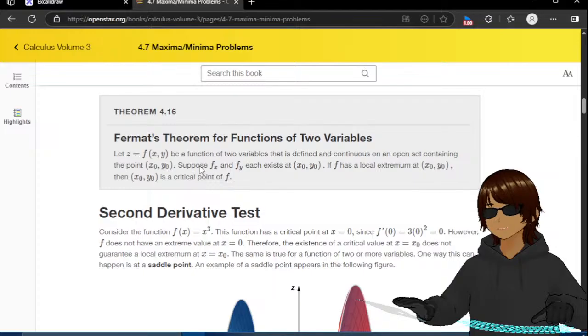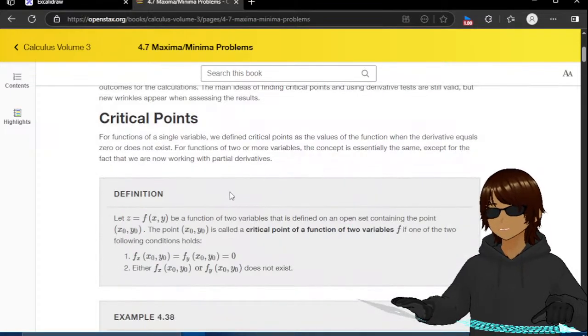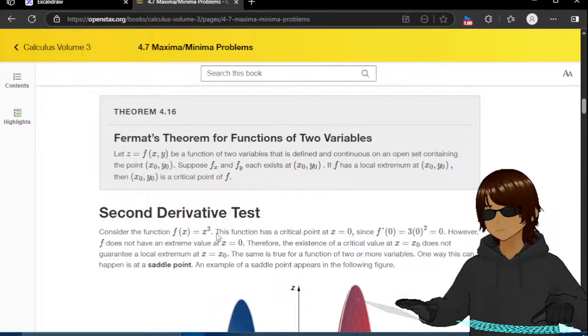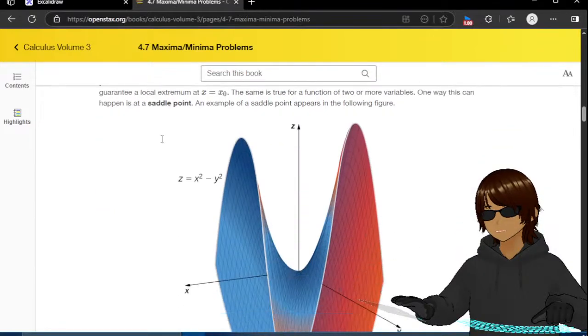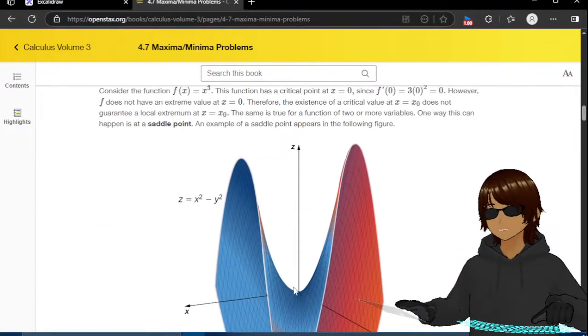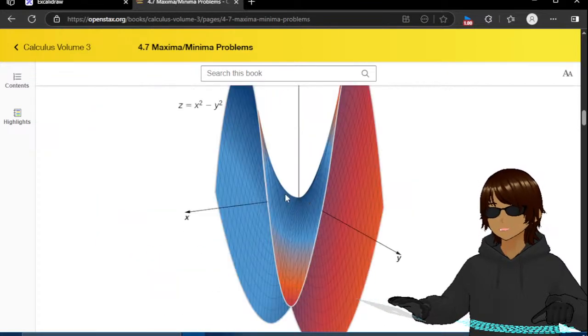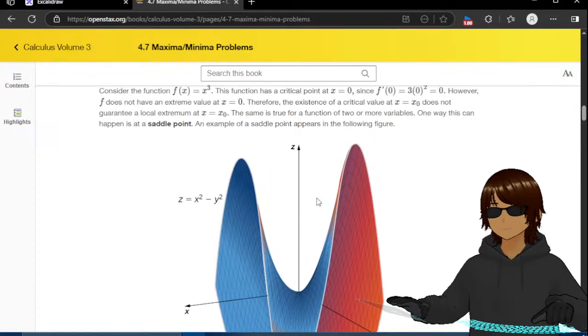Okay, so a critical point is where both partial derivatives are 0. So a critical point is where both of them are 0 or either one of them does not exist. A saddle point is when there is a critical point, but it's not an extremum.